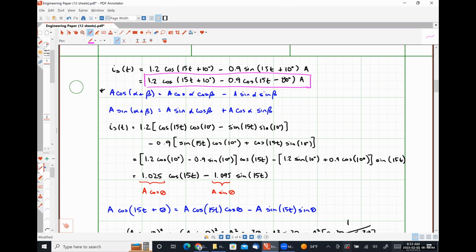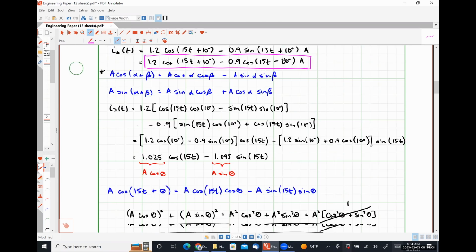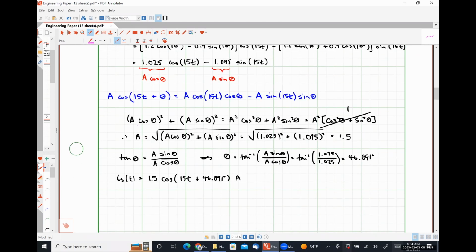What did you get? Okay, so tell me what the answer is in polar form. We'll circle back around to that in a moment because there's an issue with a sign there. 1.5 angle 46.89, or did I? Yeah, rounding error, okay?